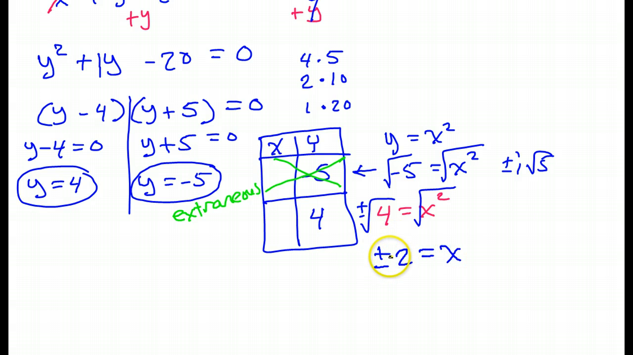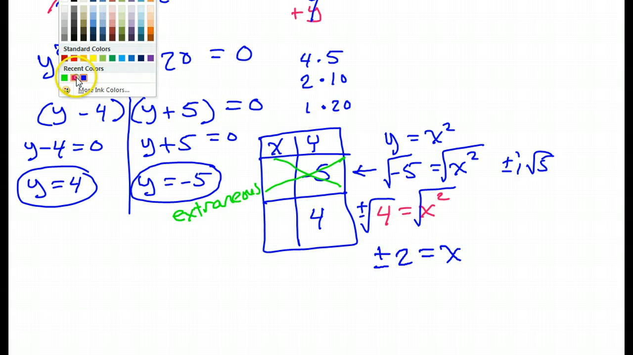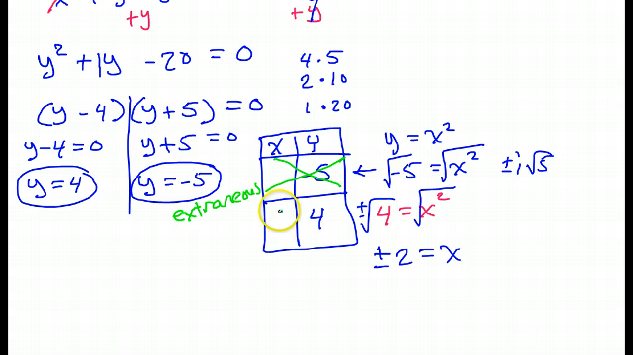Please don't forget the plus or minus. 2 squared is 4, but negative 2 squared is also 4. There are two solutions here. When I look at these x values, it could be 2 or negative 2. So that means when we write our ordered pairs, we're going to write both of those solutions. So it could be 2 comma 4 or negative 2 comma 4. You just match them both up.